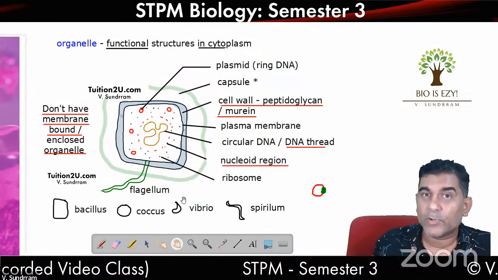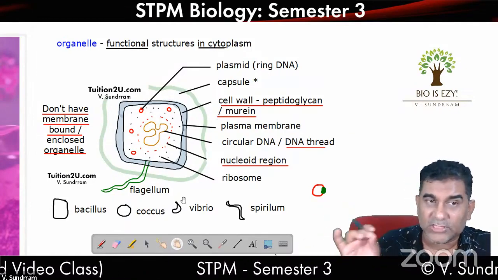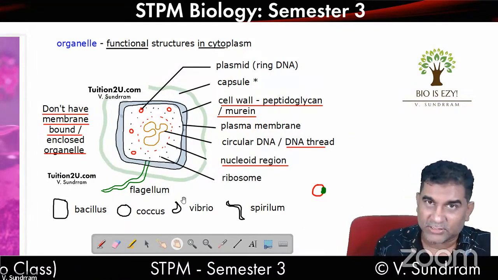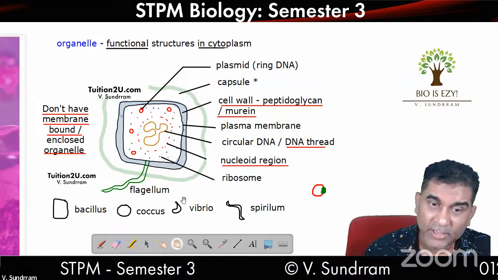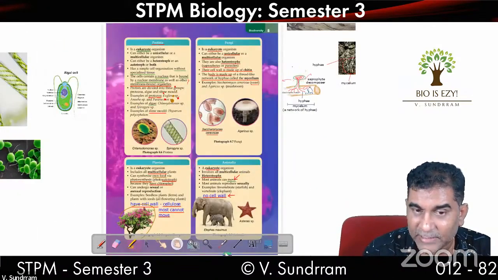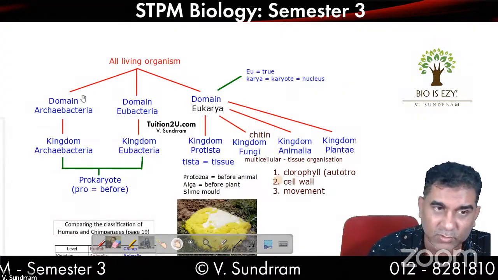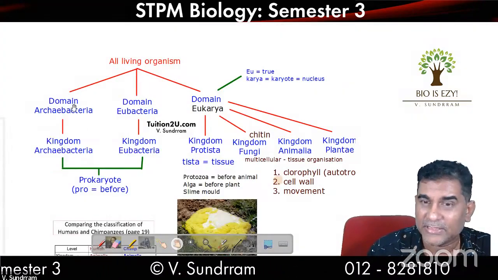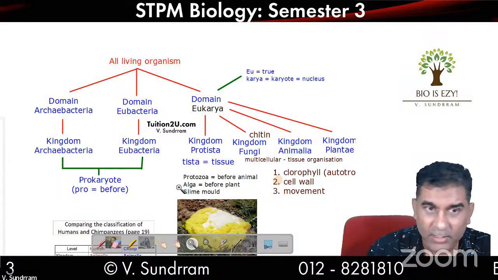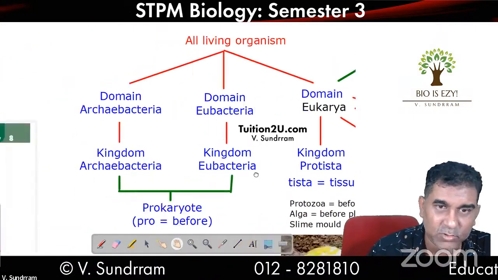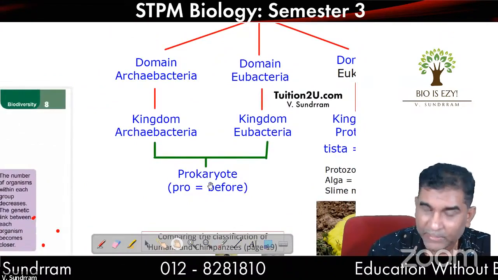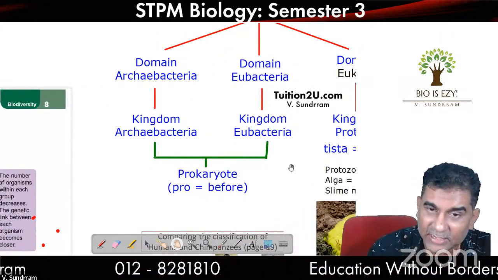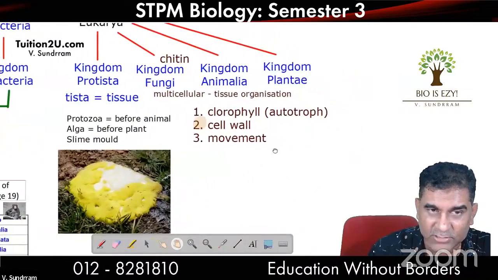So for kingdom prokaryote, the name itself: pro is before, karyote is nucleus. One of their main characteristics is that they don't have a nucleus. But in Form 5, the bacteria we divide into 2 types, the domains Archaebacteria and Eubacteria. For us, we don't need these 2. We just remember prokaryote.